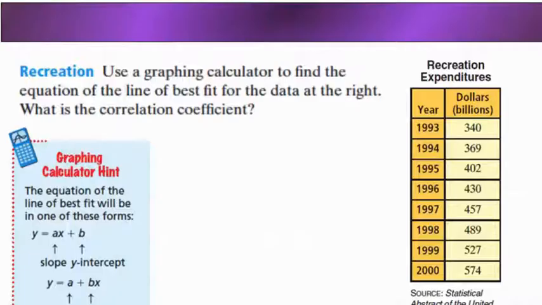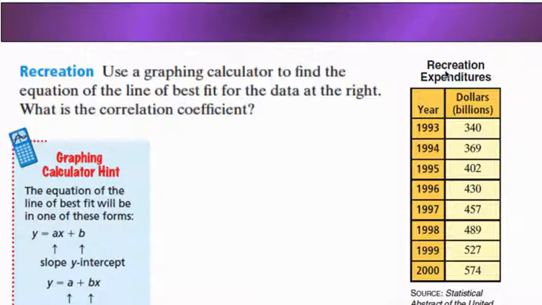So let's go right to an example. We're going to use a graphing calculator to find the equation of the line of best fit for the data at the right. So we've got recreation expenditures. So this could be, for instance, your cities or states' recreation expenditures for parks and recreation, anything that you did as a kid where it had to do with the city, that could be called recreation if you played city soccer. So those are the recreation expenditures.